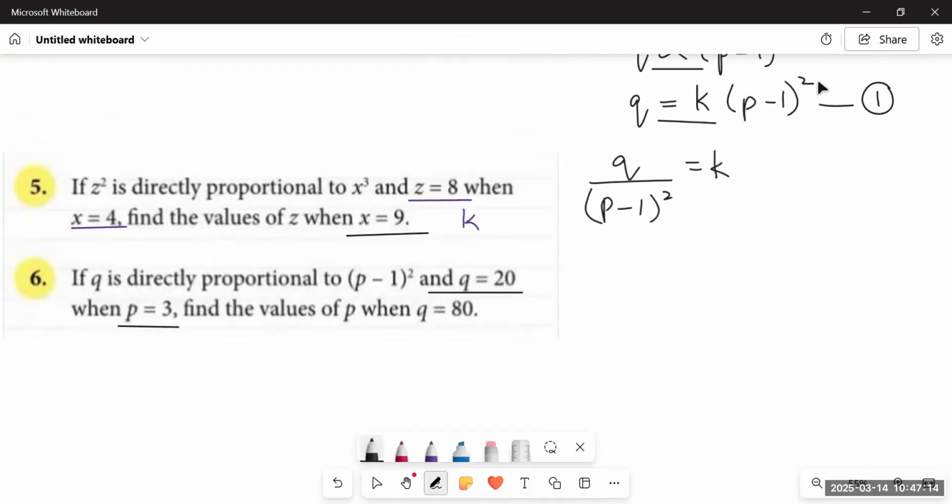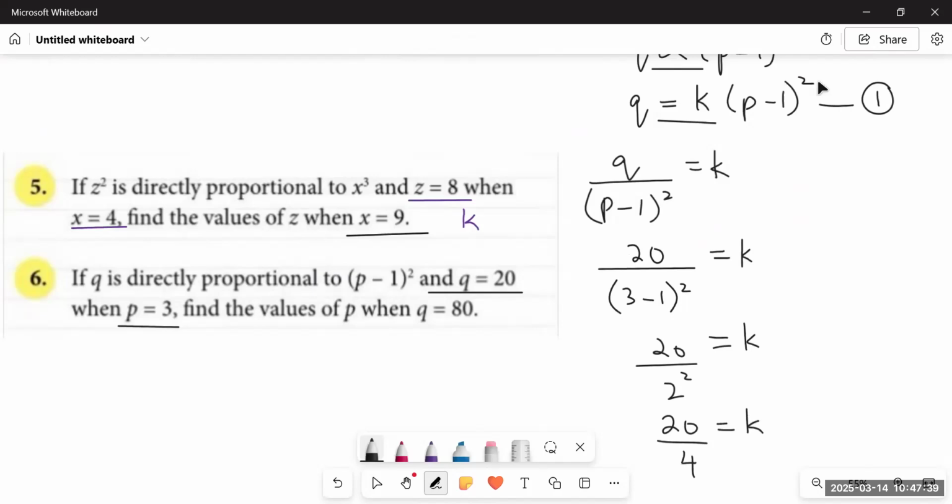So it would be q is equals to 20 upon p is equals to 3 minus 1 to the whole square is equals to k. Then 20 upon 3 minus 1 is equals to 2. So it becomes 2 square is equals to k. Then 20 upon 4. 2 2s are 4. So 4 1s are 4. 4 5s are 20. So the value of k is equals to 5.